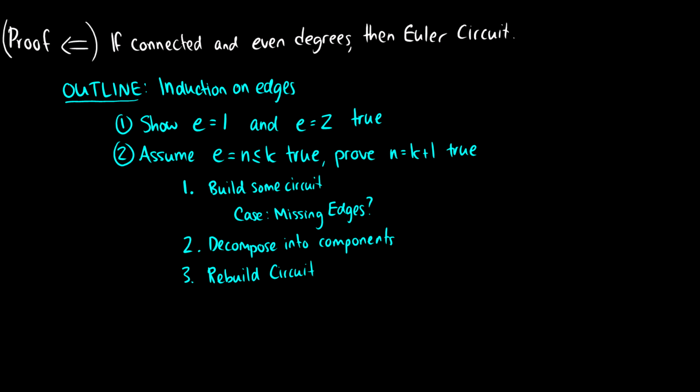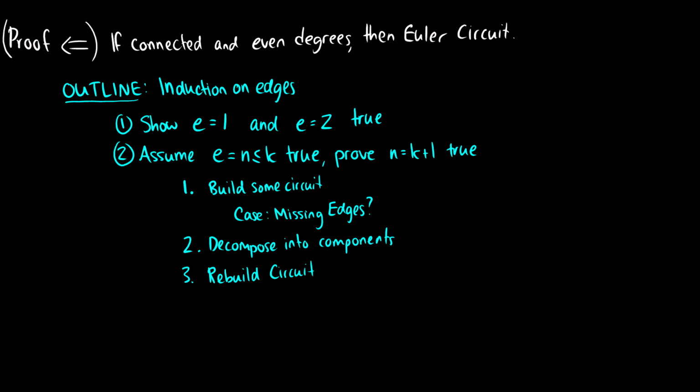Then what we're going to do is just assume that some graph has k edges, and then we're going to add an edge, and we're going to see if we can reconstruct an Euler circuit from it. So we're going to build a circuit, we're going to decompose into some smaller circuits, and then we're going to rebuild it and show that we have an Euler circuit.